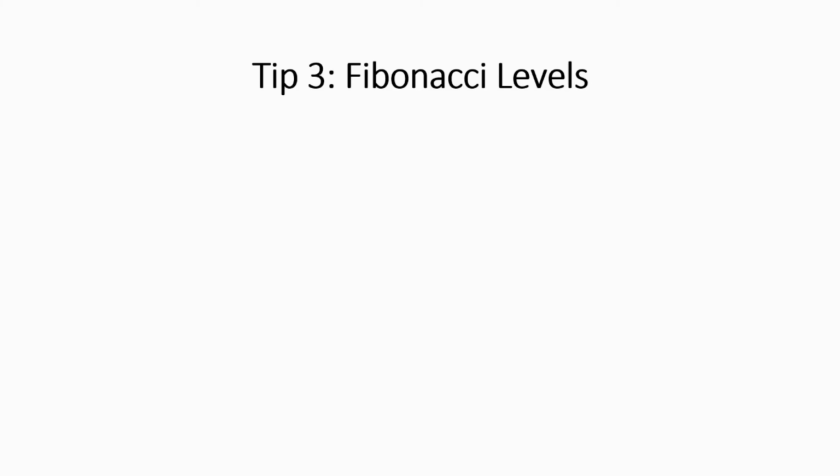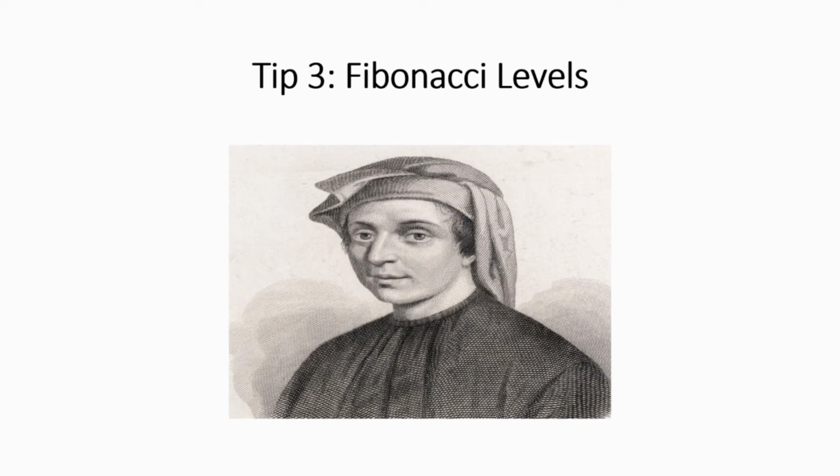And tip number 3 is Fibonacci levels. The Fibonacci indicator is based on the mathematical genius that was Leonardo Fibonacci. This indicator is used in a trending market, where it has by far the greatest effect. There are 5 main levels, which are the 23.6% level, 38.2%, 50%, 61.8%, and the 76.4% level.